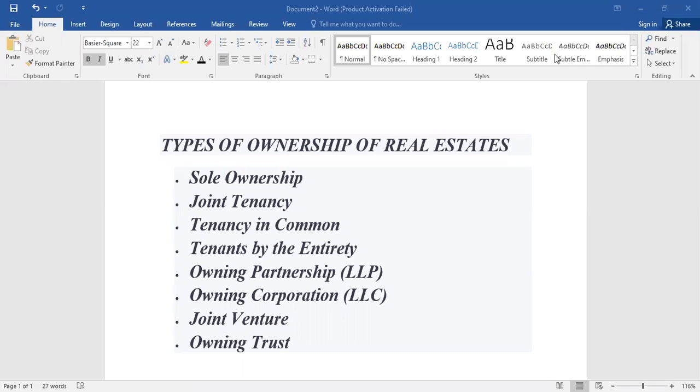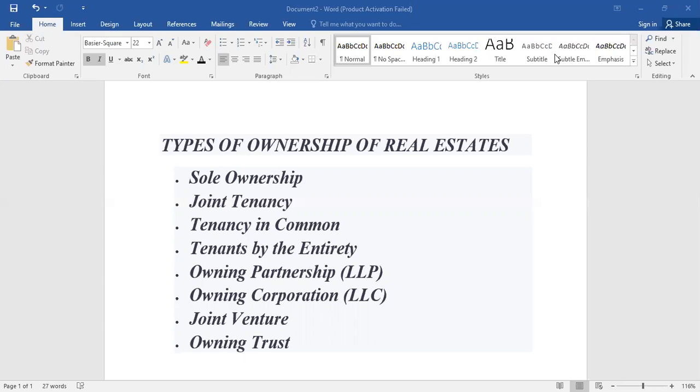I was saying previously you were looking at the overview of the real estate market in our country, Kenya. And today we will check into the various types or forms of ownership of real estate properties.